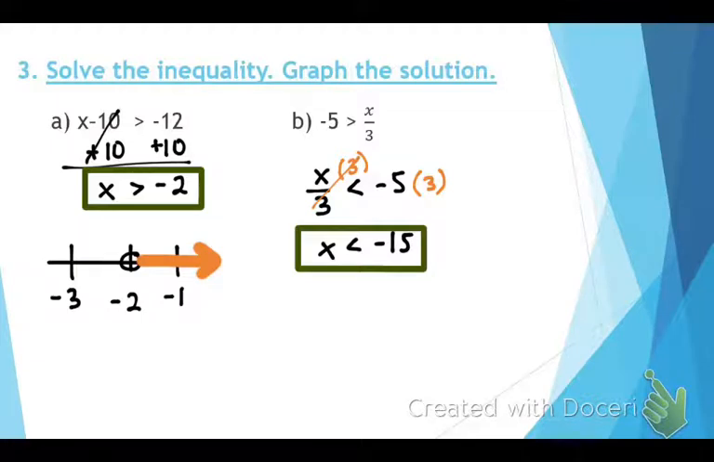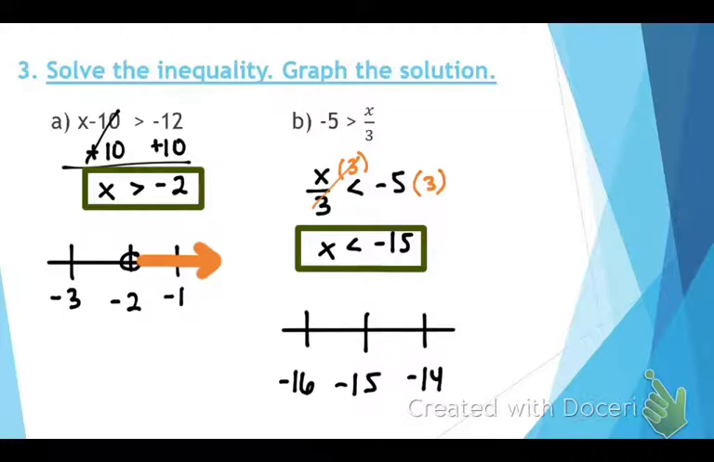All right, Jada, do the graph for us, please. So in the middle is -15. To the left is -16. To the right is -14. It's going to be an open circle because it's not equal to. And it goes to the left. You are correct, because all solutions are less than -15, and less than always goes to the left.